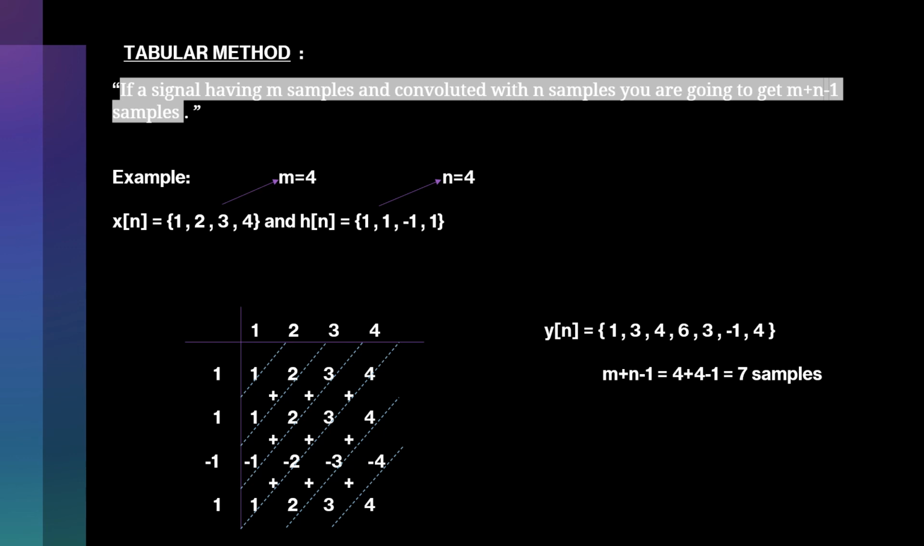We need to multiply crosswise as shown. We get y of n by considering the diagonal sums, that is, y of n equals 1, 3, 4, 6, 3, minus 1 and 4. Totally we got 7 samples, that is, we got m plus n minus 1 samples. Thank you.